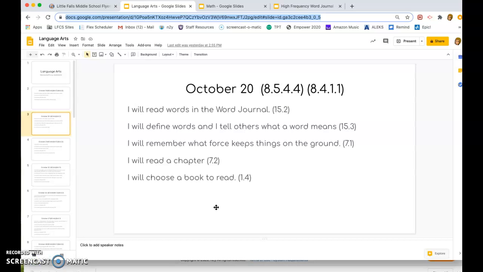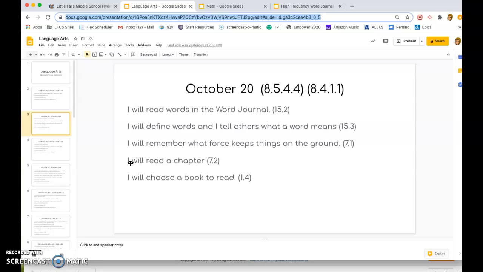So let's review what we were expected to do today. Reading words in the word journal, we did that. Defining words and telling others what a word means. We're working on the words force and motion and gravity in our chapter today. I will remember what force keeps things on the ground. Can you remember what word that is?